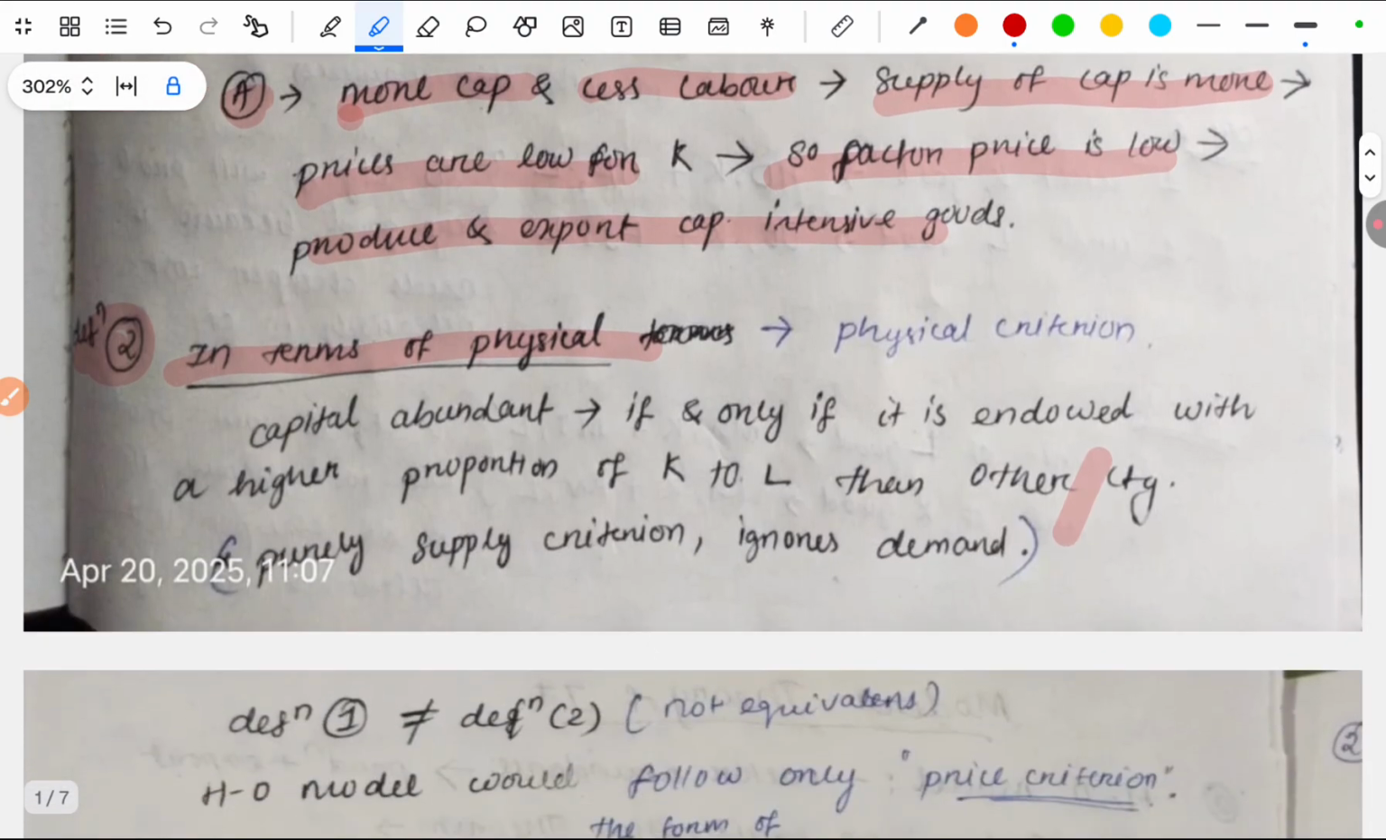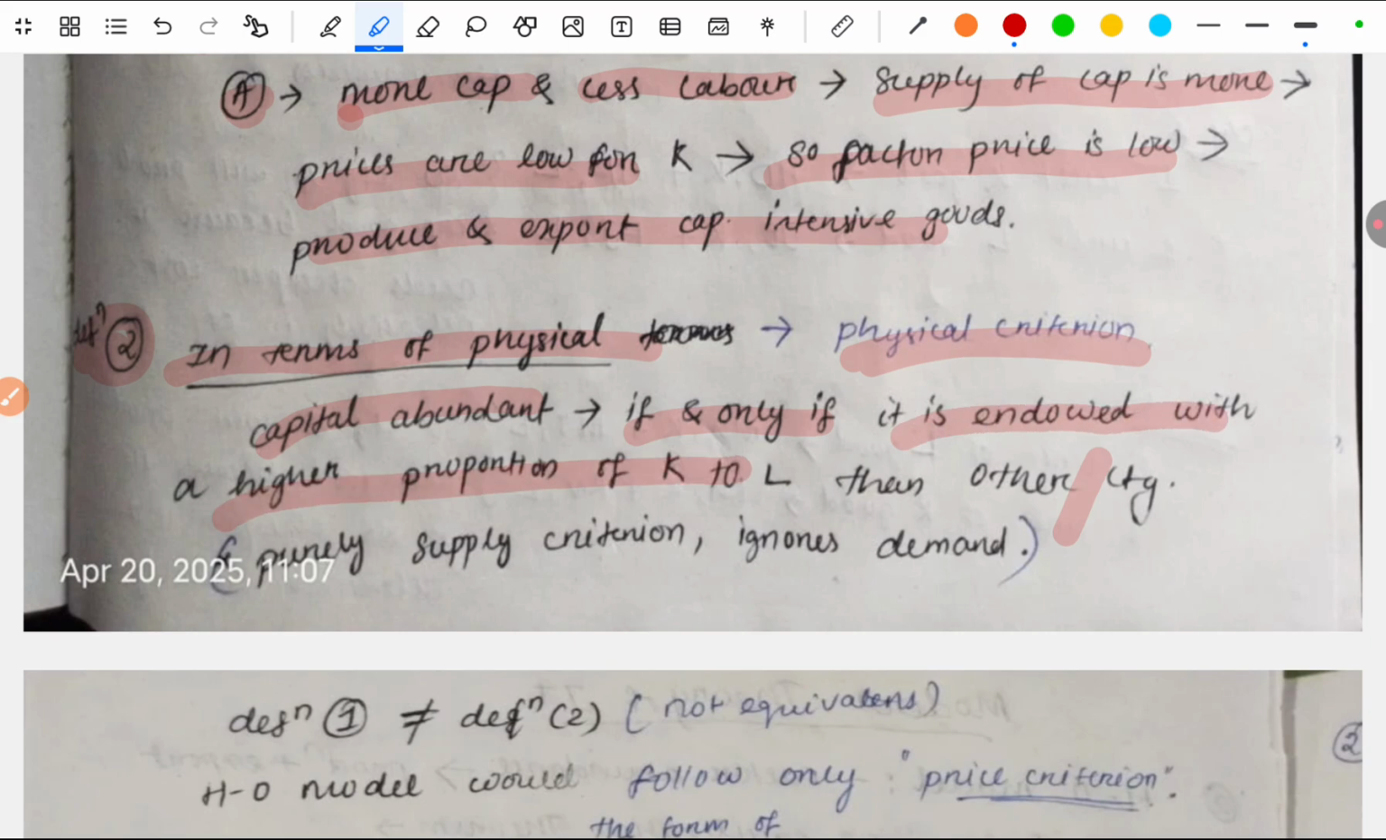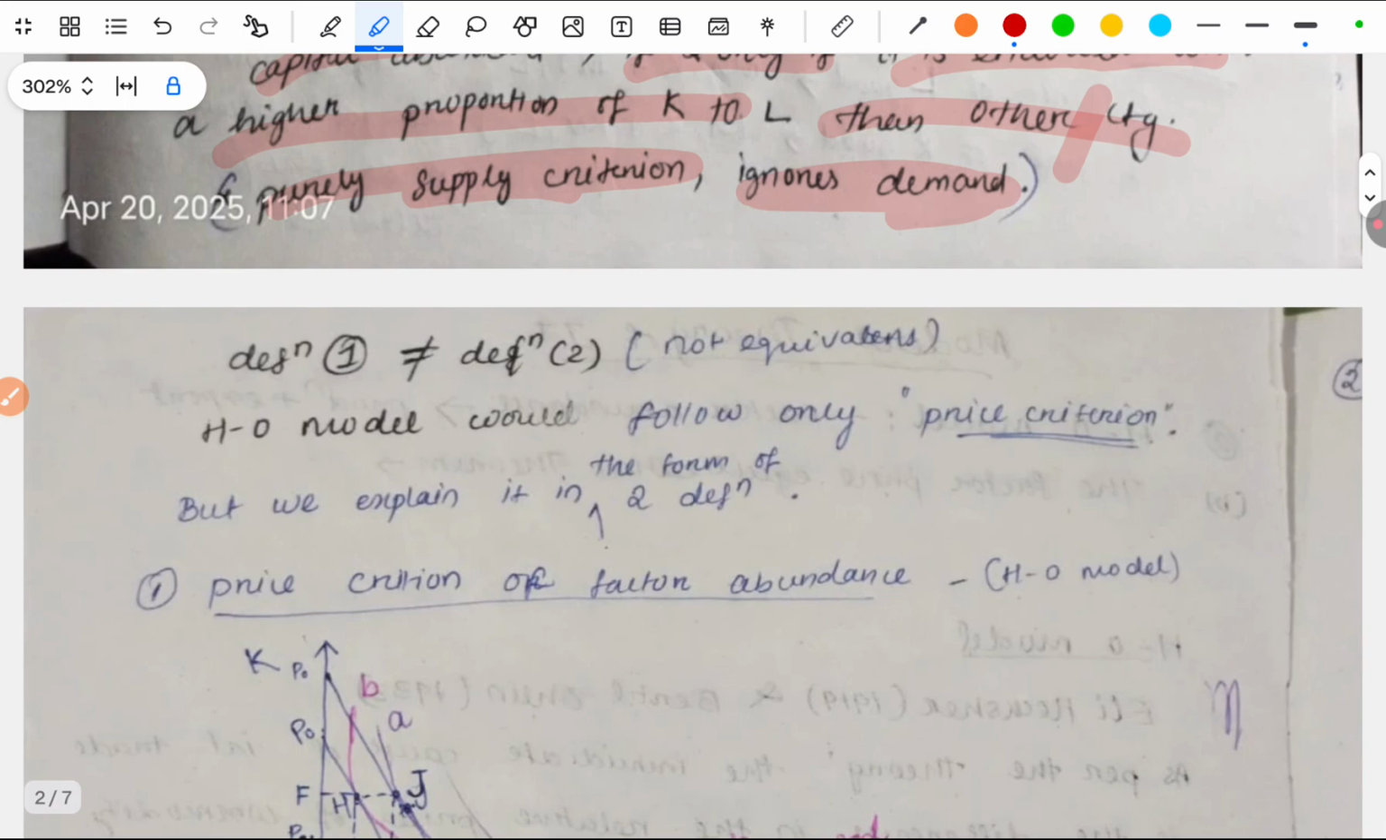In physical quantity, it is called the physical criterion. A country, let's suppose country A, is capital abundant if and only if it is endowed with a higher proportion of capital to labor. It means that if country A has more capital in physical quantity relative to labor than the other country, then it should produce and export the capital-intensive good. As you know, this theory is based on supply criteria. It ignores demand.